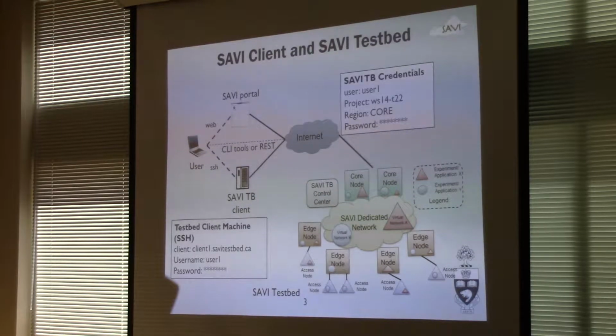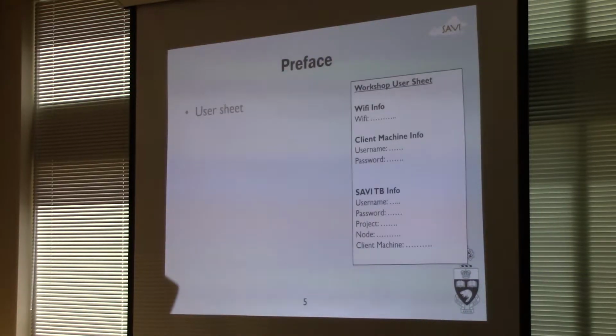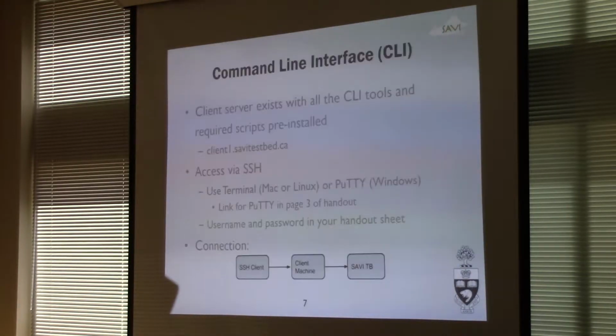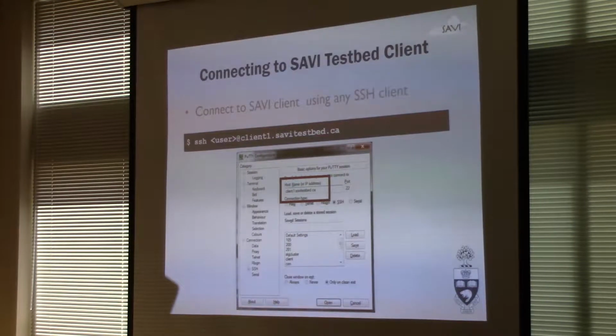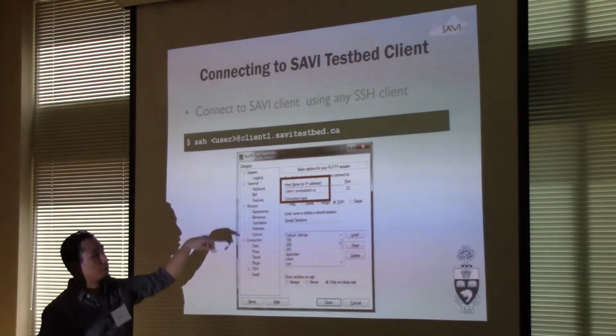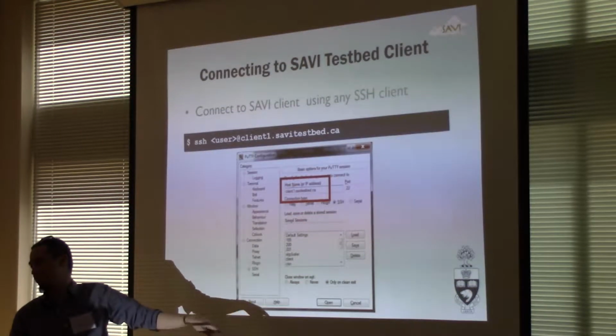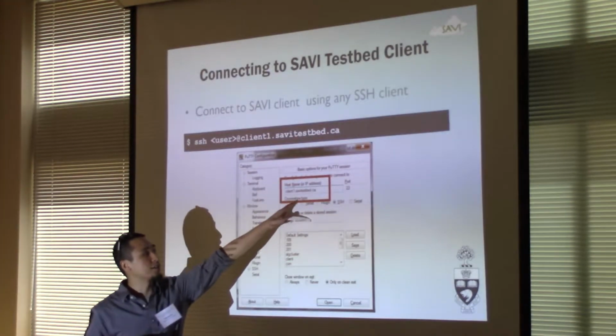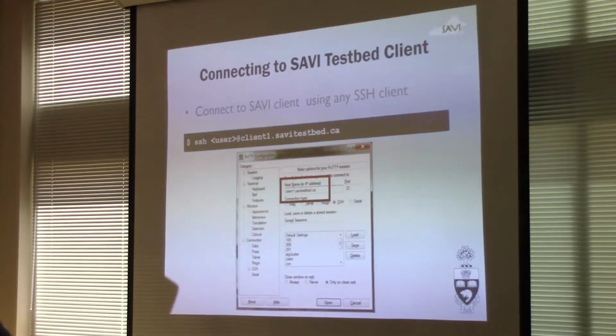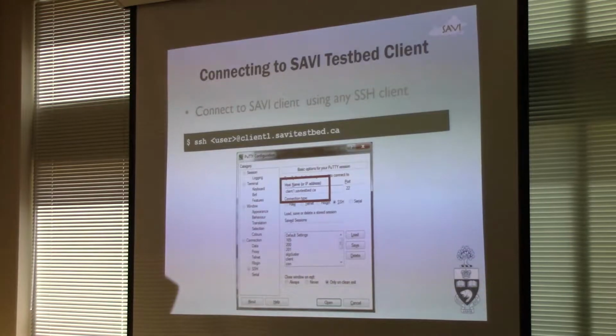So actually, let me go forward 2 slides. I think there's a picture. For those who are using PuTTY right now, and if you're using Ubuntu or Mac, your terminal already has an SSH client, so you can just type this in directly. For those in Windows who are using PuTTY or any other type of SSH client, just type client1.savitestbed.ca into the host field. Again, let me know if anyone has issues.